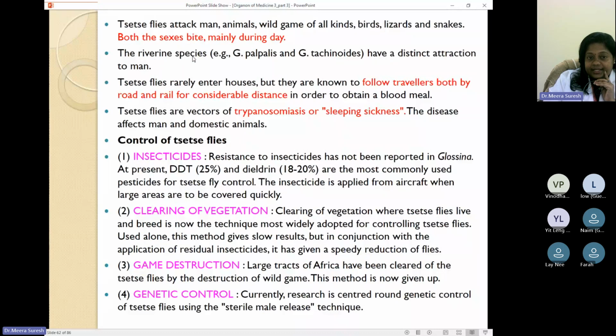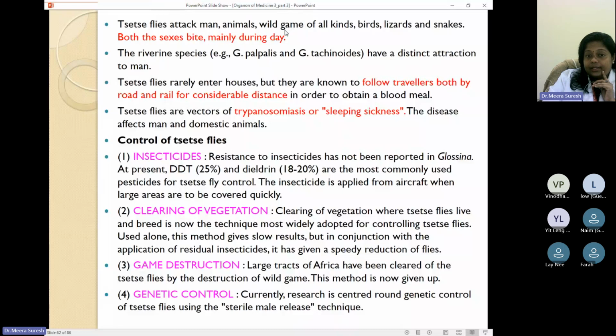Because the riverine species, that is Palpalis and Tachinoids, have a distinct attraction to man, not the savanna species. So if at all we are going for a reduction, the environmental control for the Glossina, the tsetse variety, we need to destroy the vegetation in and near the rivers. Tsetse flies attack man, not just man, but also domestic animals and wild animals.